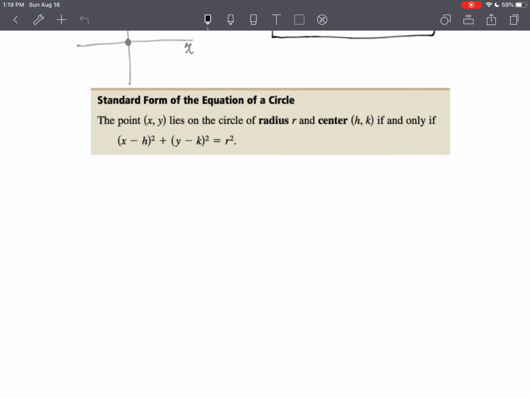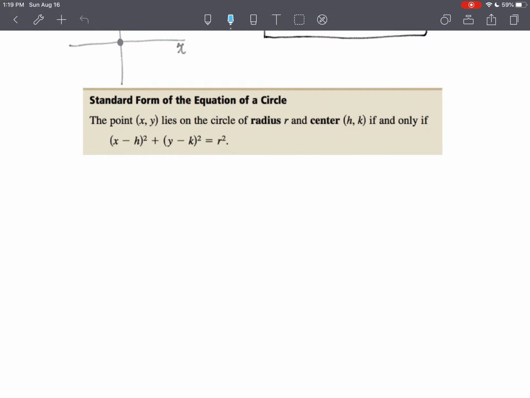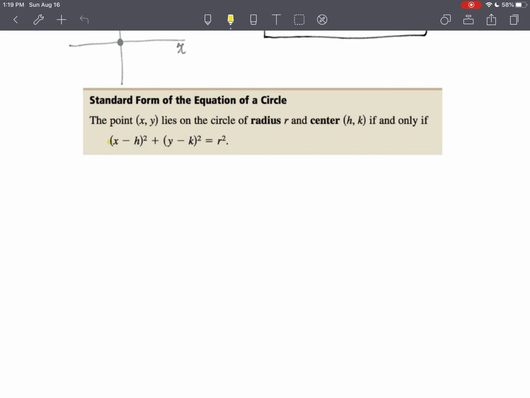The standard form of the equation of a circle is (x − h) squared plus (y − k) squared equals r squared. Let me do this. I'm going to box it. There we go. That looks really nice.